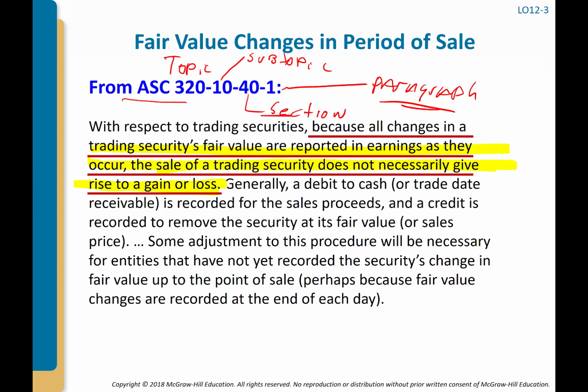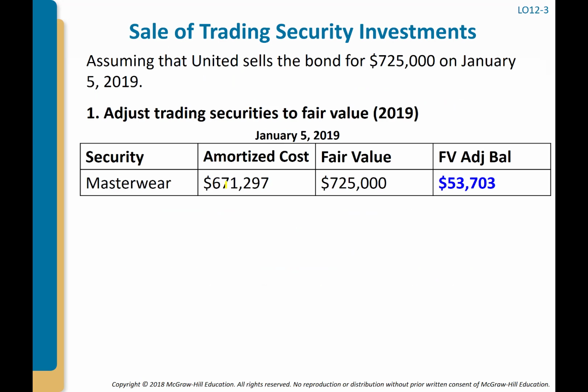The sale of the trading security does not necessarily give rise to a gain or loss if we've been adjusting it as we go along. Okay, so we take a look at the same fact pattern now, and they tell us to assume that United sells the security for $725,000 on January 1st, and to adjust the trading security to fair value at the time of sale.